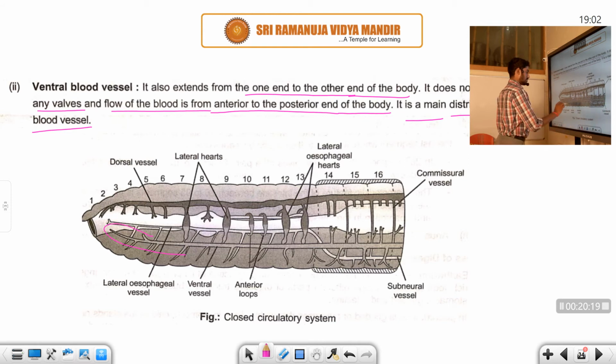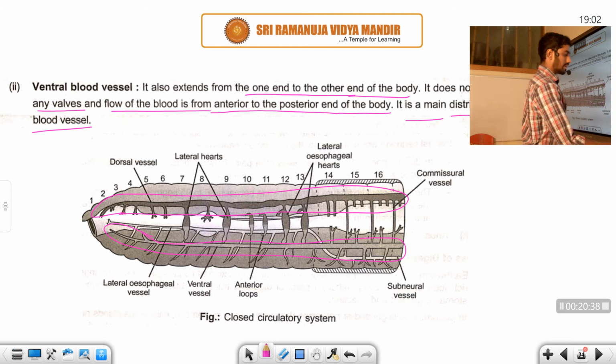So this is the ventral, right? Ventral blood vessels. Okay students, so this is the information about the ventral blood vessel, and this is called the dorsal blood vessel. I hope you understand both the ventral and dorsal blood vessels. Okay, so let us see another part.